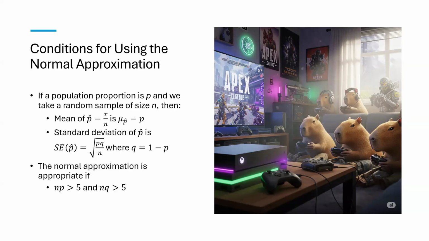If we're looking at the proportion of Apex Legends players on campus, and we sample 100 students, we need to make sure there are at least 5 expected players and 5 expected non-players. Once that's true, we can treat the distribution of p-hat, our sample proportion, as roughly normal. That gives us access to powerful tools like z-scores and probability tables.